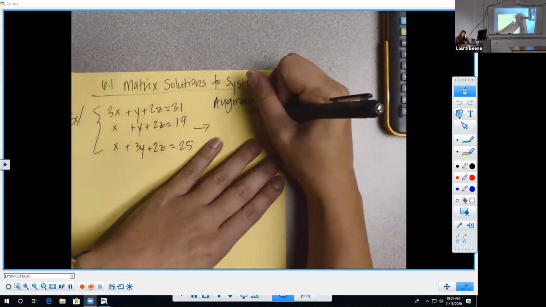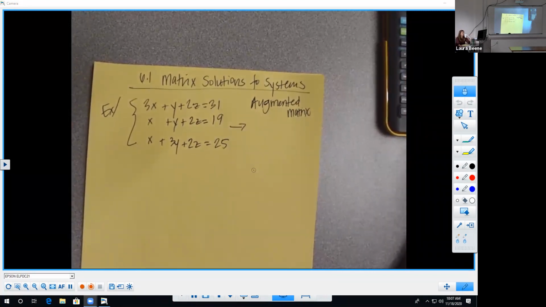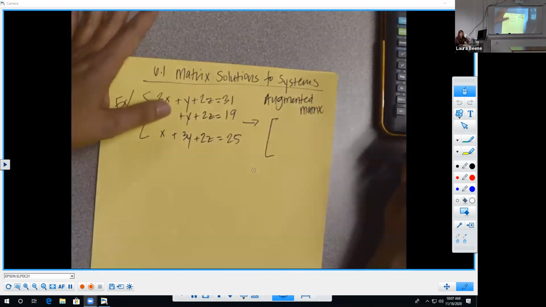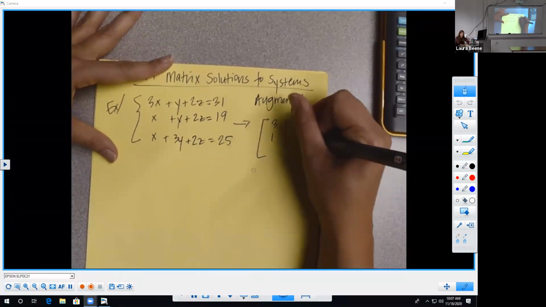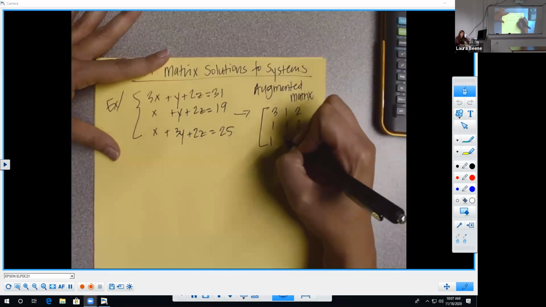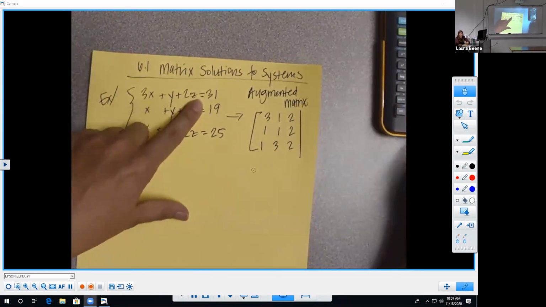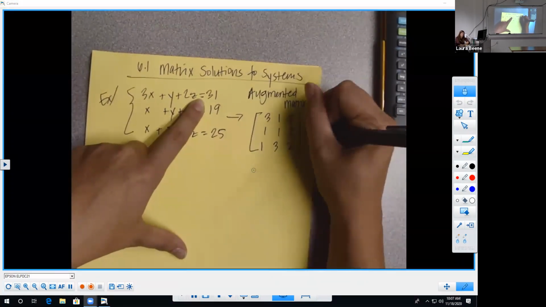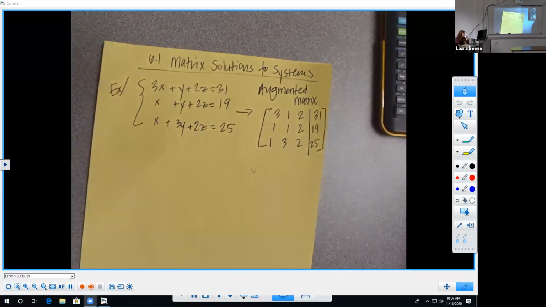An augmented matrix is essentially a matrix that includes all the numbers from the whole problem, and it's what we use to solve the system. The augmented matrix is going to have all your coefficients in front of your letters just like before. So it's going to have 3, 1, 2 on the first row, 1, 1, 2 on the second row, 1, 3, 2 on the third row. And then it's going to have a line, and then we're going to have our solutions over here, the answer, not solutions, but the other side of the equation. So 31, 19, and 25. And that's your augmented matrix.